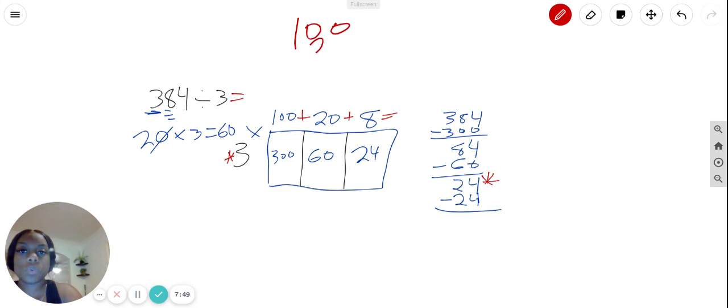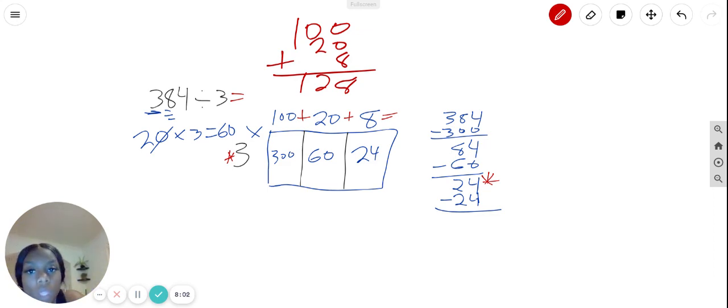100 plus 20 plus 8. You can do it this way. 0 plus 0 plus 8 is 8. 0 plus 2 is 2. 1 plus nada is 1, which means our answer is 128. 128, and that is division with area models.